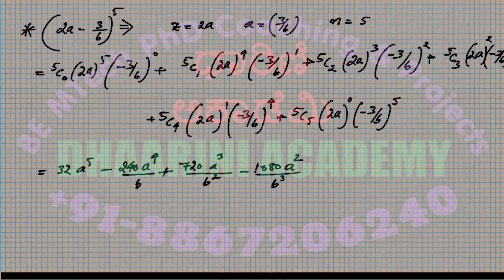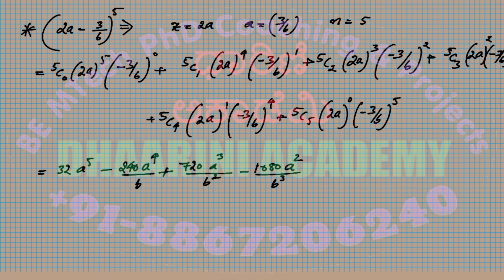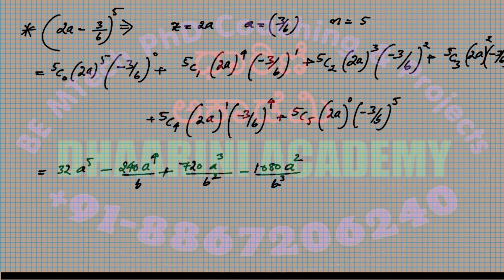Next 5c4 into 2 into minus 3 to the power 4. So that is plus 810 a divided by b to the 4. Last term 5c5 into minus 3 to the 5. So this is minus 243 divided by b to the 5. This is the required expansion.